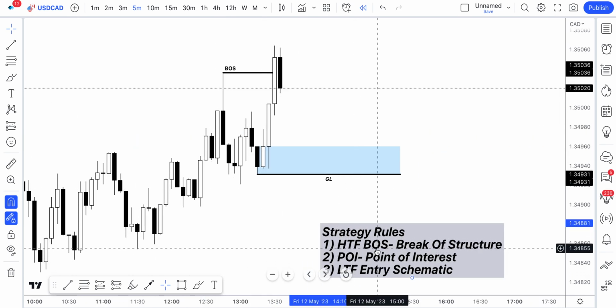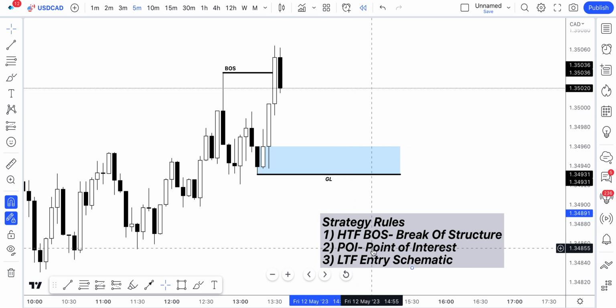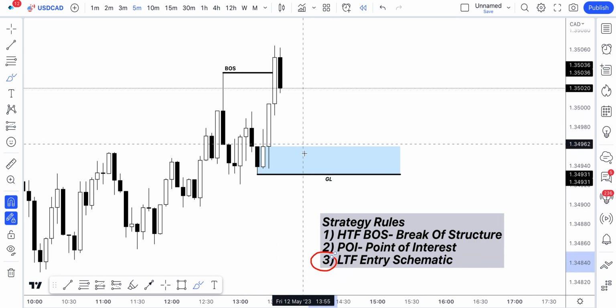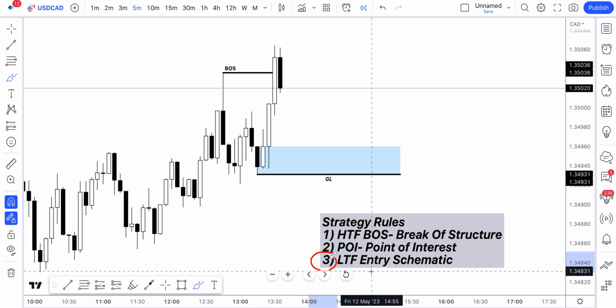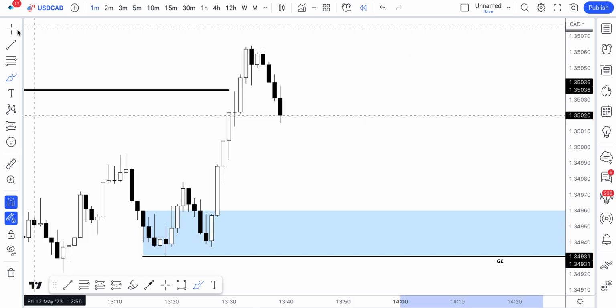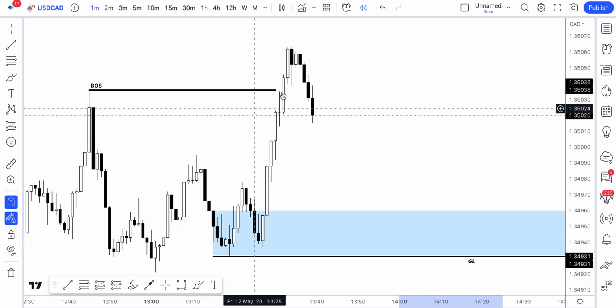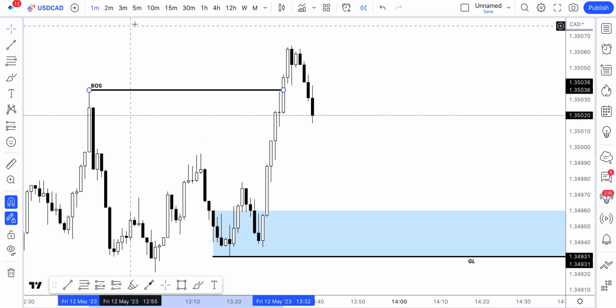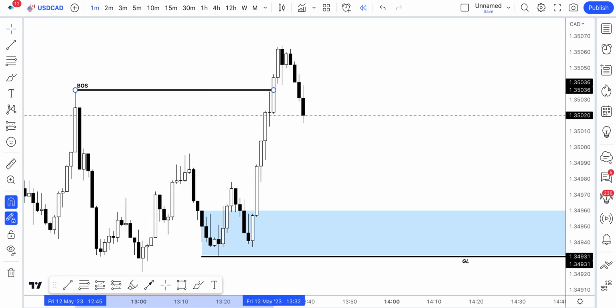So that's number 1 and 2. Higher time frame break of structure. Number 2, point of interest. Number 3 is our lower time frame entry schematic. We're looking for price to come into our extreme demand. Then we're looking for the entry schematic on the lower time frame, and then we can look to enter a long trade. Let's drop this down to the lower time frame, which in this example would be the 1-minute time frame. So the higher time frame is the 5 minutes, the lower time frame is the 1 minute, and let's play this on.